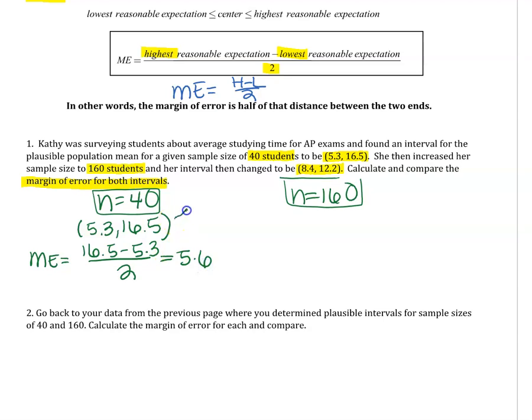So what that's saying, everybody, is in a normal distribution, if this is your mean in the middle, your margin of error, so your wiggle room, is 5.6 above or below that mean. And that would capture your middle 95%.